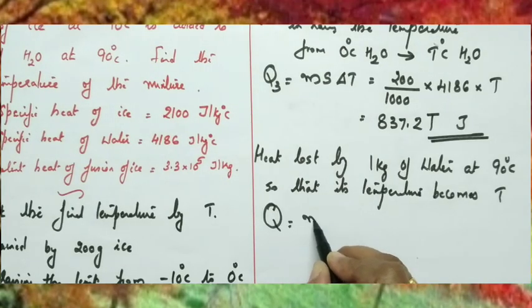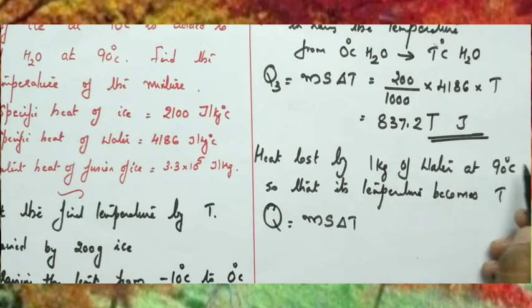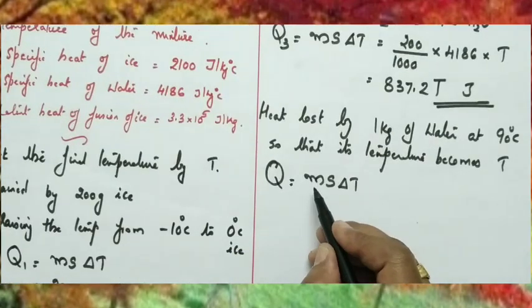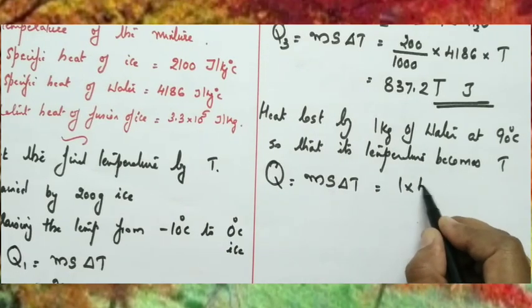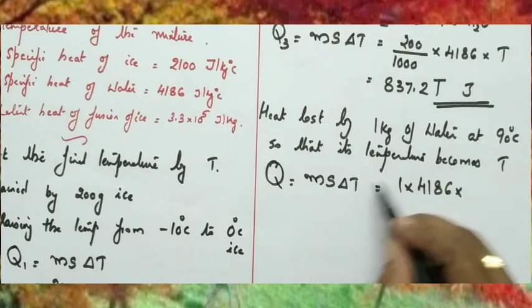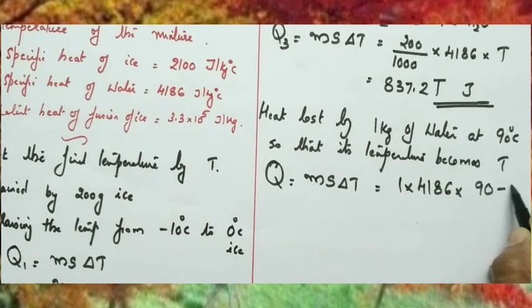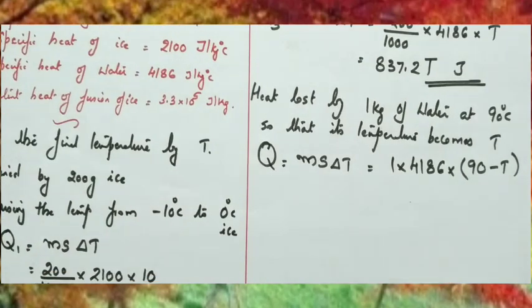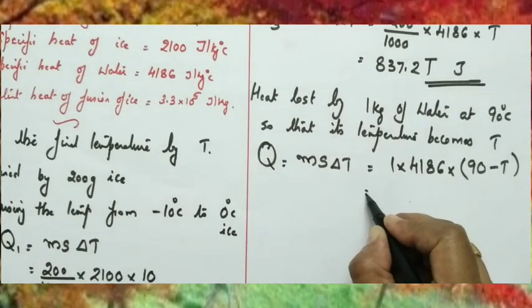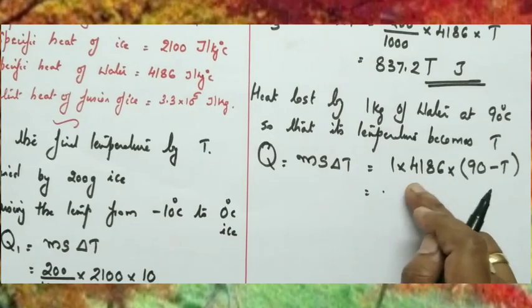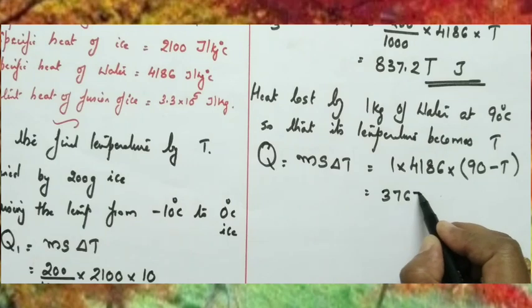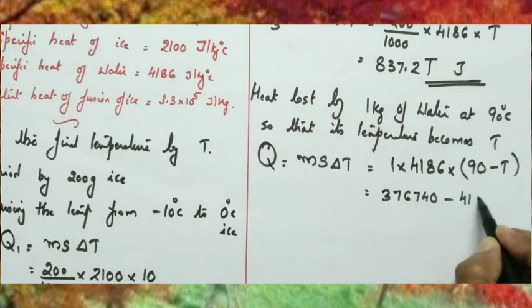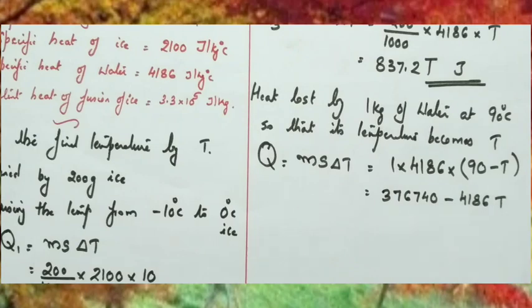That quantity of heat is given by m s delta T, because change in temperature is taking place. M represents the mass of water, which is 1 kilogram, into specific heat capacity of water 4186, into what is the change in temperature? 90 minus T. Temperature always decreases, no? So 90 minus T. Clear? And after simplification you will get 4186 into 90 is 376,740 minus 4186 T. This T we have to find out.